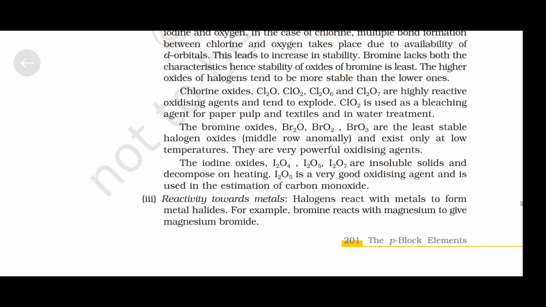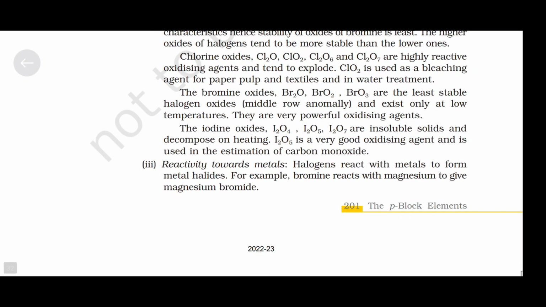Chlorine oxides Cl2O, ClO2, Cl2O6 and Cl2O7 are highly reactive oxidizing agents and tend to explode. ClO2 is used as a bleaching agent for paper pulp and textiles and in water treatment. The bromine oxides Br2O, BrO2, BrO3 are the least stable halogen oxides, middle row anomaly, and exist only at low temperature. They are very powerful oxidizing agents.